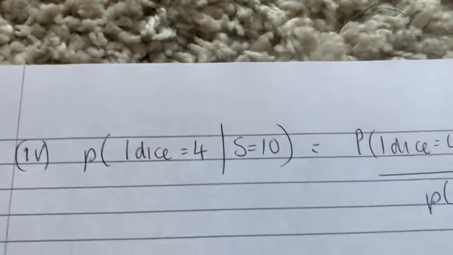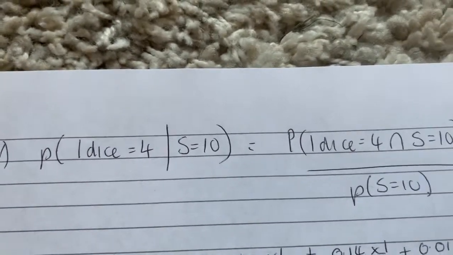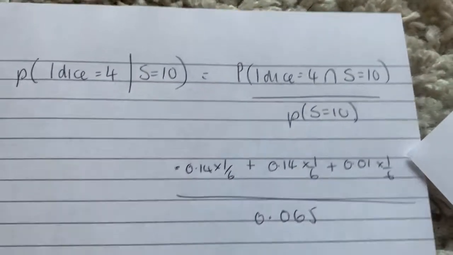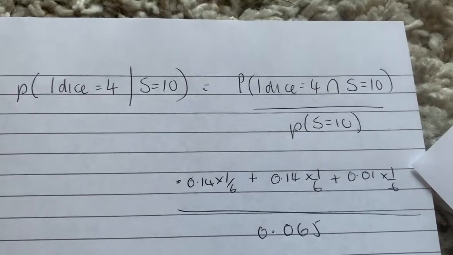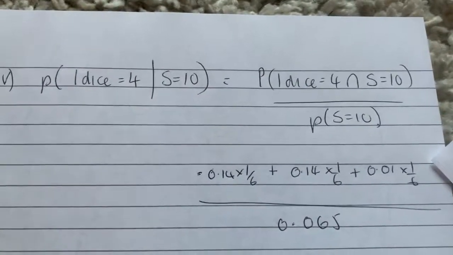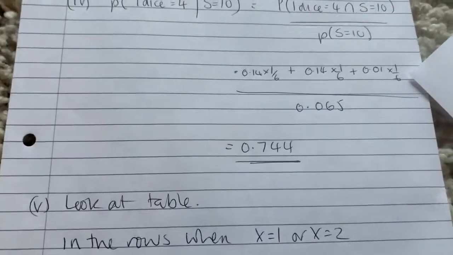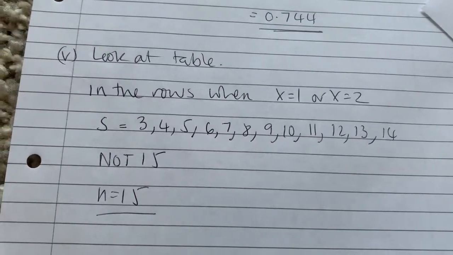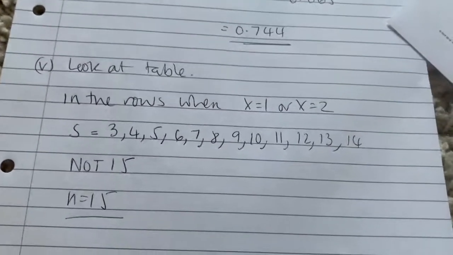And then lastly, part 4, you've got a conditional probability. So the probability of having a 4 on one of the dice, given that s equals 10. So using your formula for conditional probability, these are the probabilities of the ways of getting 4 on one dice and s equaling 10, divided by the probability s equals 10. So giving you that probability. And then for 5, just look at the table in the rows x equals 1 or x equals 2, and the value that's not in there is n equals 15.